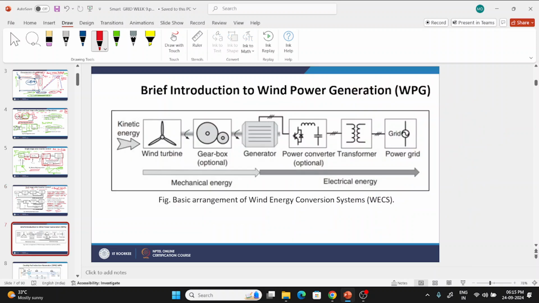Now coming toward another form of generation, which is very widely used in coastal areas, or those places where wind is available in abundant amount, which is known as wind power generation. I have talked about this in detail in previous slides. I think in the third lecture I talked about how wind power is generated and the formula for wind power.